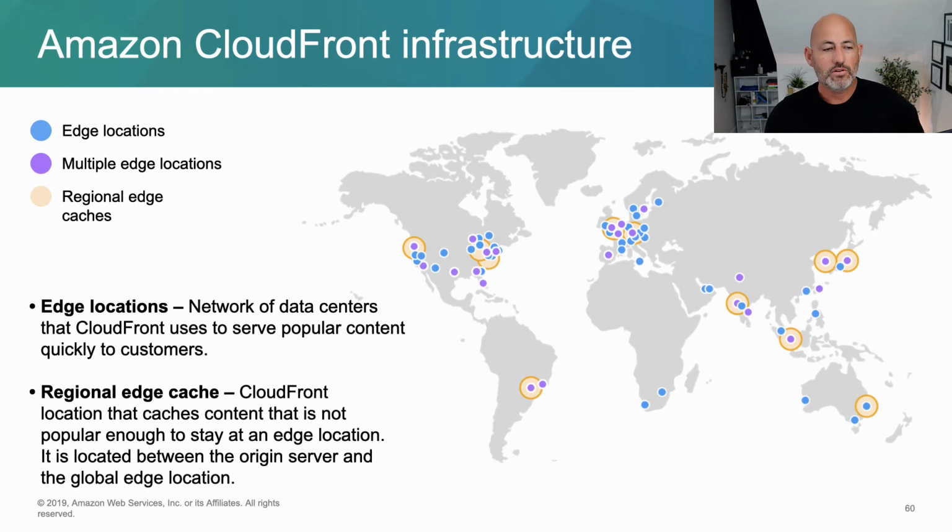Now, the infrastructure for CloudFront is that they have edge locations. These are network data centers that they use to serve popular content. And they also have regional edge caches, and these are where the cached content is not popular enough to stay at an edge location.